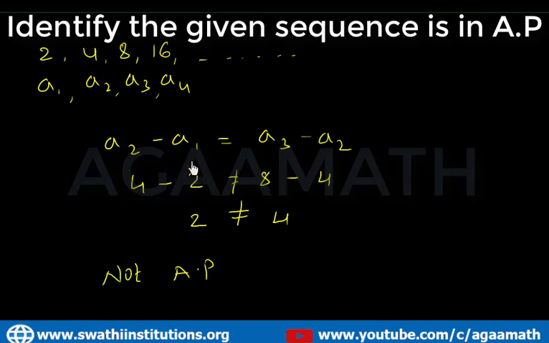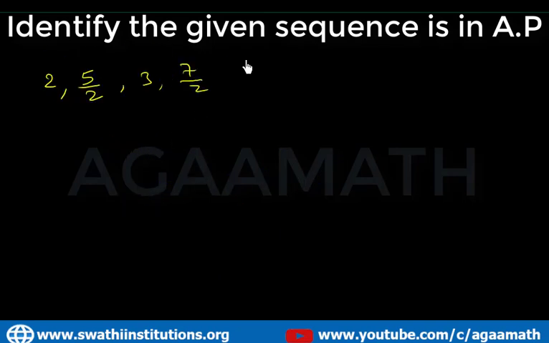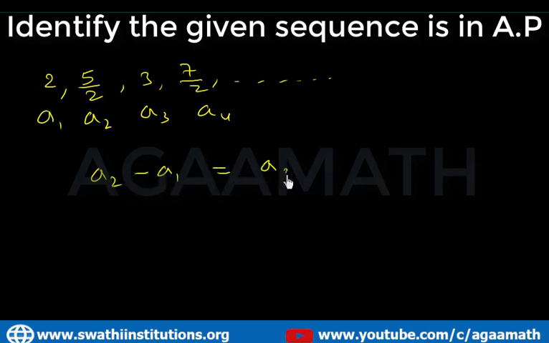Let's take one more example. So here the sequence is 2, 5 over 2, 3, 7 over 2, and so on. Let us check whether this given sequence is in AP or not. So what we do? First of all we note A1, A2, A3, A4, and so on. Now I'll check if A2 minus A1 equals A3 minus A2, right? If A2 minus A1 equals A3 minus A2, then this sequence is said to be an arithmetic progression.